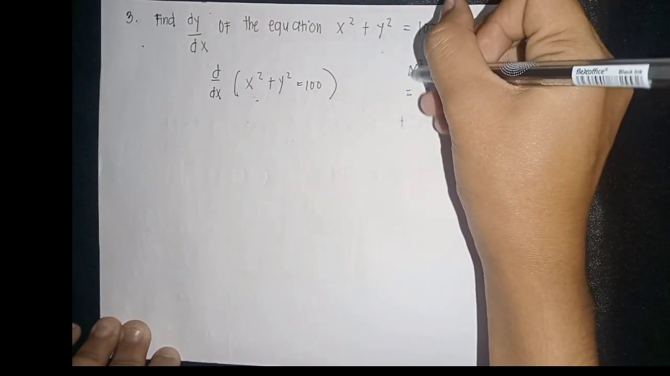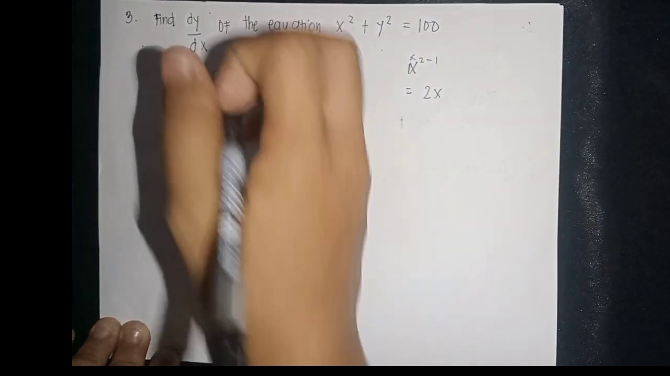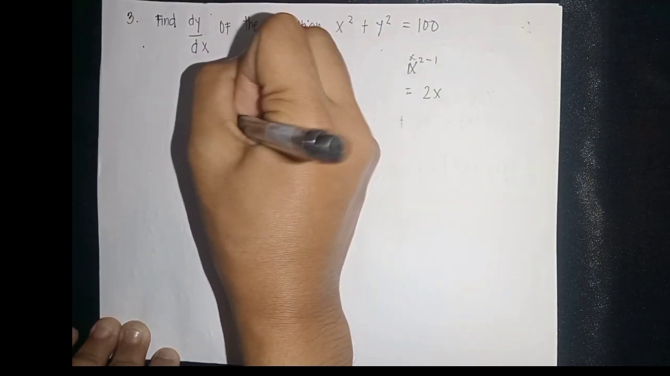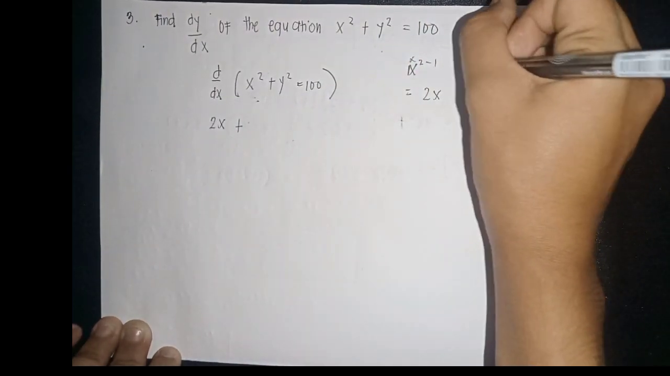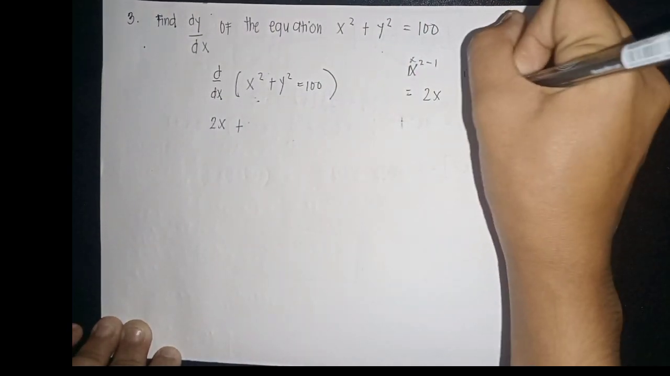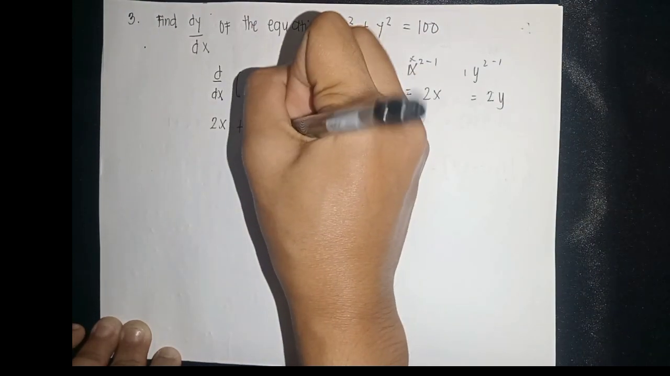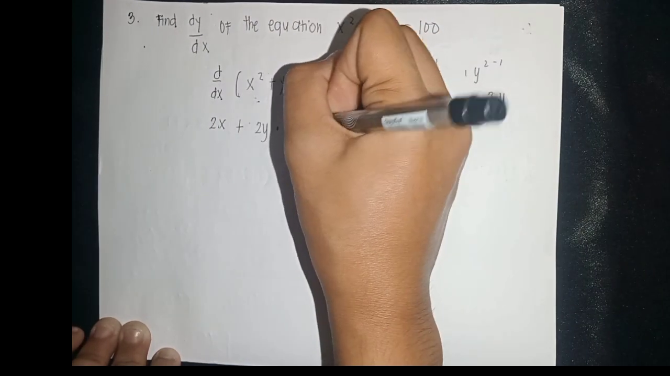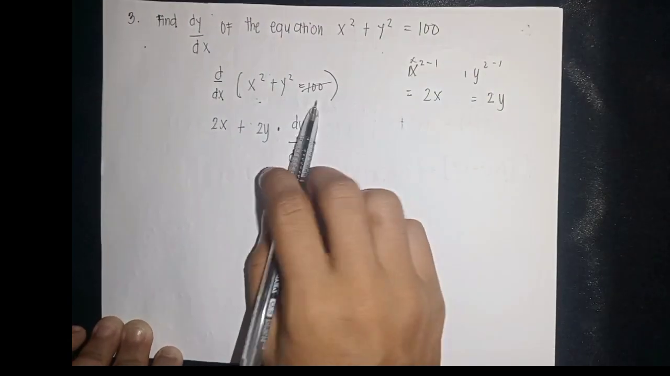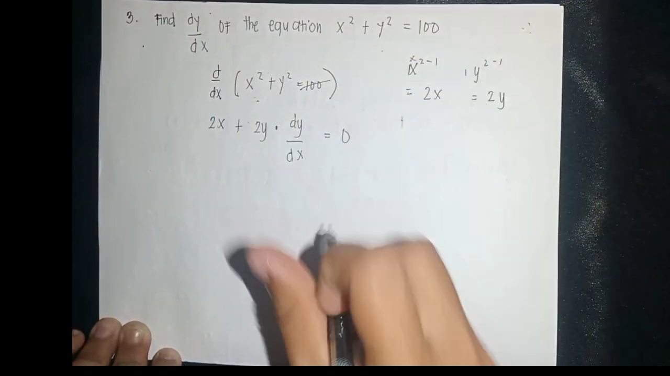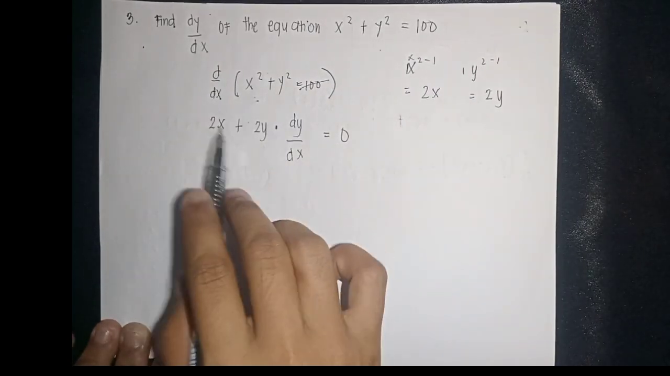First is the x squared. The derivative of x squared is 2x because 1 times 2 is 2, then 2 minus 1 is 1. So 2x. The derivative of y squared is 2y because 1 times 2 is 2 and then 2 minus 1 is 1, which is y. Then multiply it with dy over dx. The right side is equal to 0 because a constant's derivative is definitely 0.